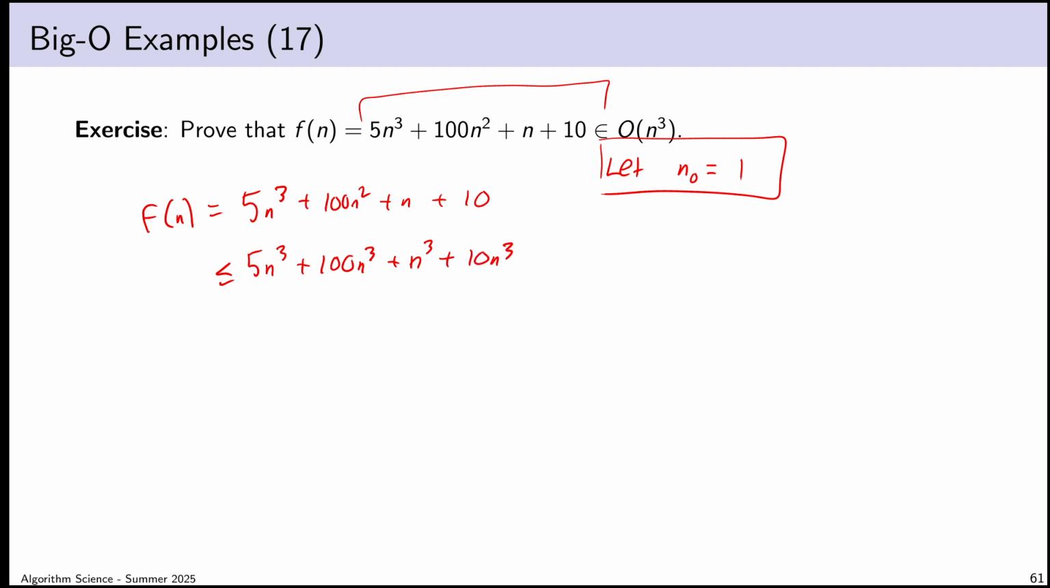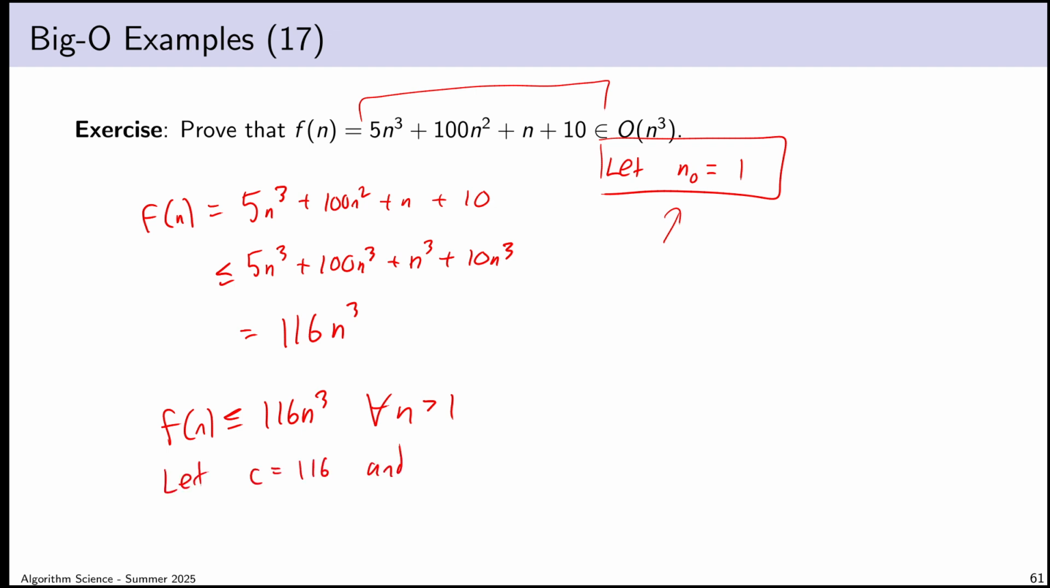So what I've done is I've just modified every term of the function to have n cubed as its order versus n squared or n or a constant. And then I just add all of these together. So that's 105, 106, 116, I think. So that's 116 n cubed. So what I'm saying is that f of n, just with this chain of inequalities, is less than or equal to 116 n cubed for all n greater than 1. So that's where I said let n naught equal 1. So then let c equal 116 and n naught equal 1.